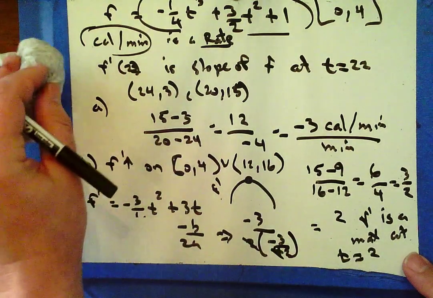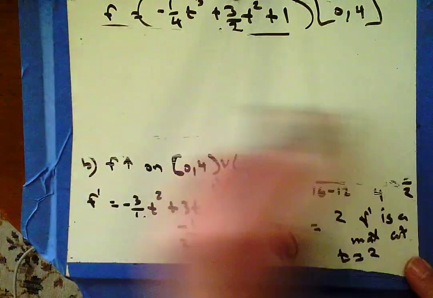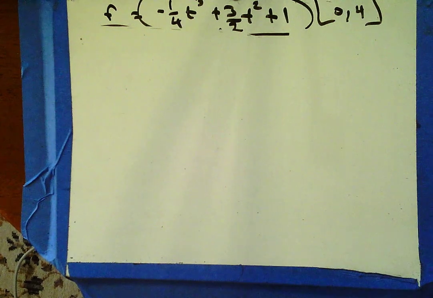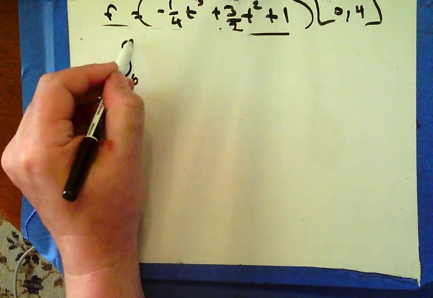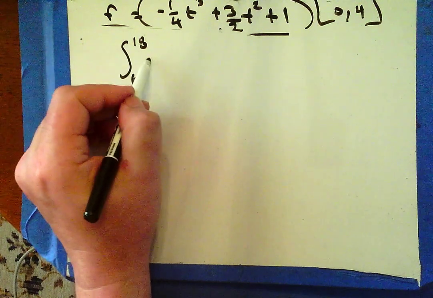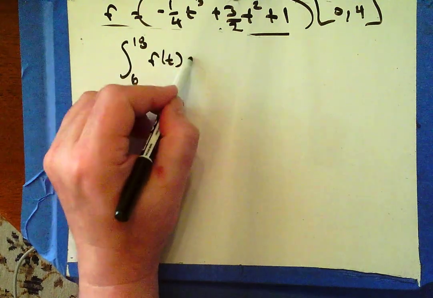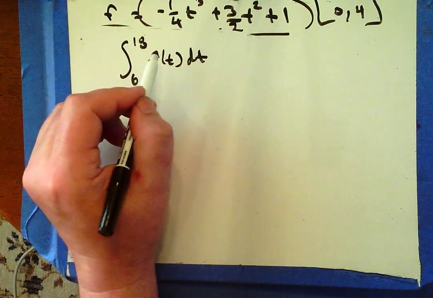Okay. Part C. Part C says total number of calories on 6 to 18, not 0 to 18. So I want to integrate from 6 to 18 f of t dt. That's integrating this graph.